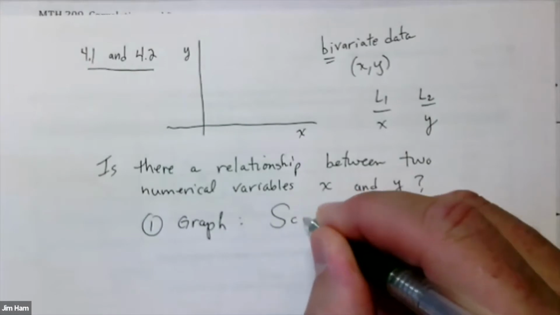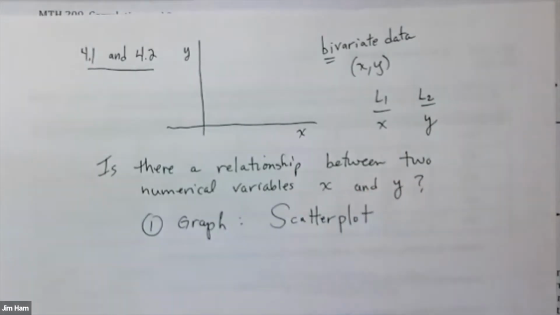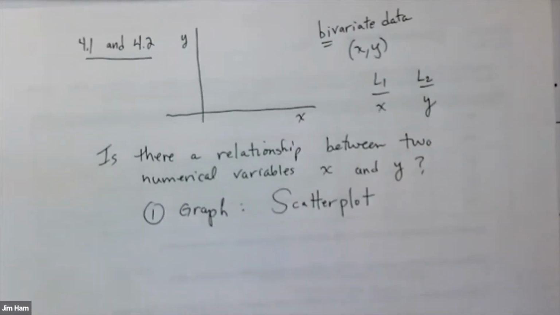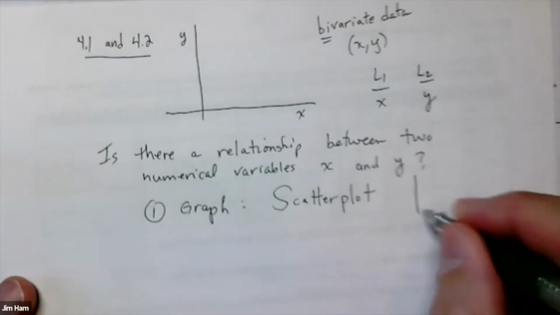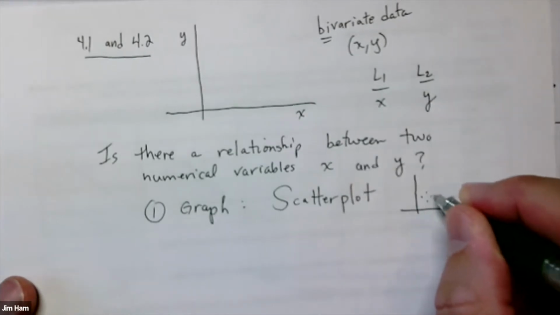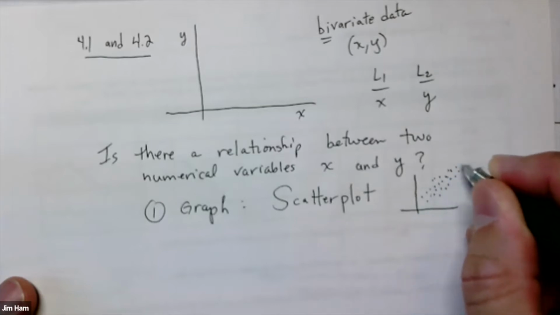And the graph we're going to use is a scatter plot. Some people write this as one word, scatterplot. Some write it as 2 words. Some call it a scatter diagram. But this is what it's going to look like. You're just going to plot a bunch of x and y points like this.